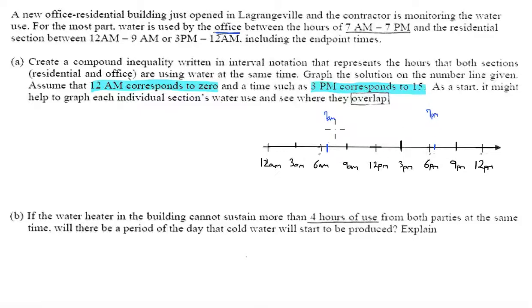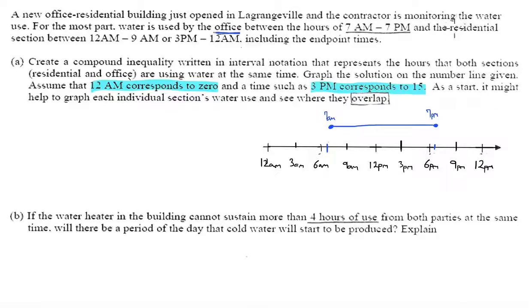So what I'm going to do is draw a nice little line here to represent when the office is using water. I've closed off the endpoints because they did mention that these times are including the endpoints. So I'm not going to leave them as open dots, I'm going to leave them as closed dots.